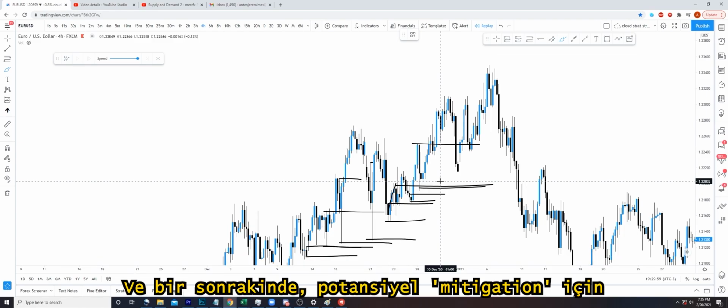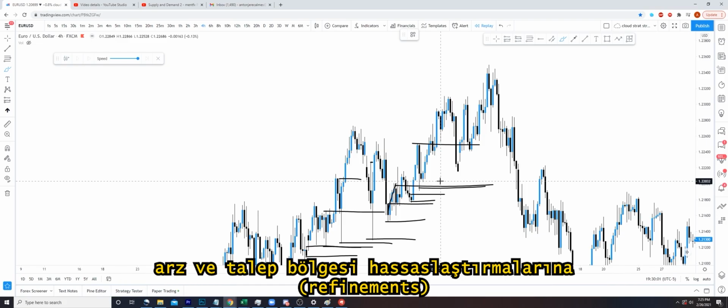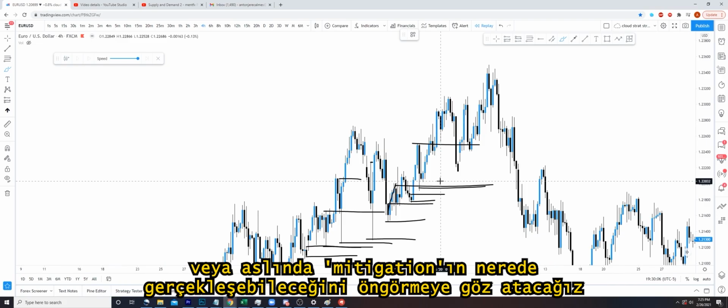And in the next one, we're going to take a look at supply and demand zone refinements for potential mitigation, or actually anticipating where the mitigation can actually occur.